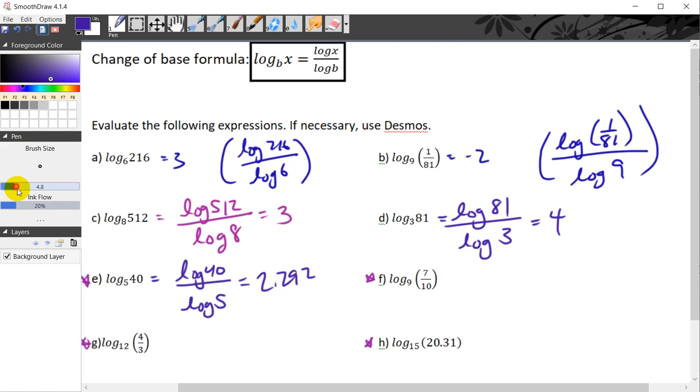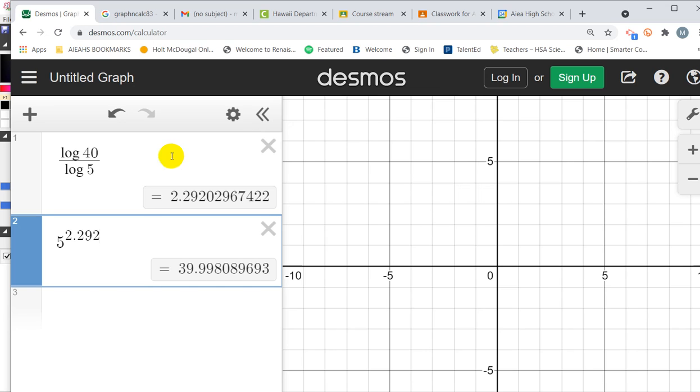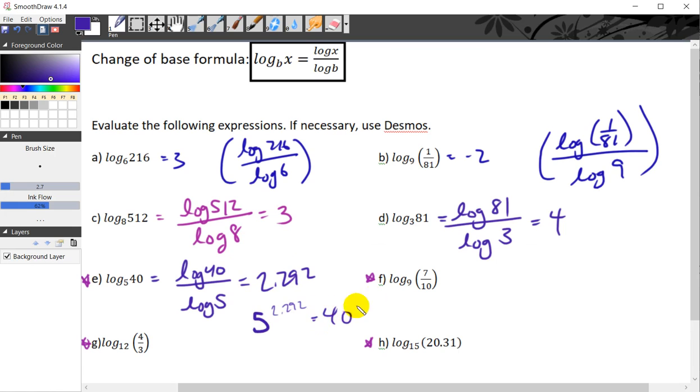So literally, what this says is this is going to be a base of 5 here. So we have 5 raised to the 2.292 in this case. And that is going to equal 40. So let's try that. It's going to be approximately that much. 5 to the 2.292. Yeah, pretty close to 40. Okay, so that just kind of validates that we've done this correctly.